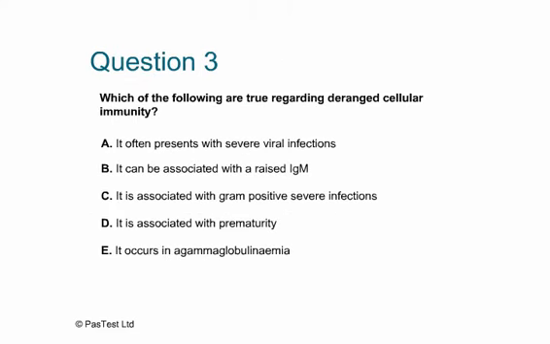So, question 3. Which of the following are true regarding deranged cellular immunity? A. It often presents with severe viral infections. B. It can be associated with a raised IgM. C. It is associated with gram-positive severe infections. D. It is associated with prematurity. E. It occurs in agammaglobulinemia.